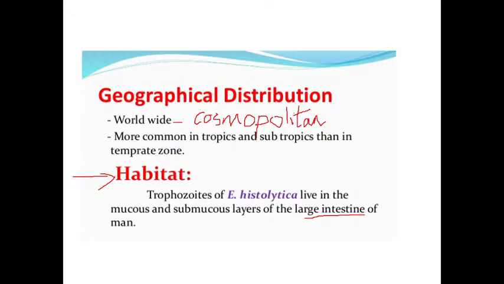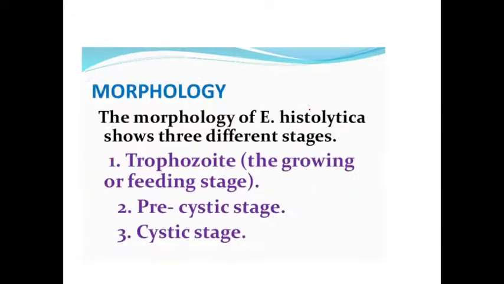Then the disease caused by this parasite is dysentery. The disease caused by this parasite is dysentery, and the term Entamoeba comes from two Greek words: ento means within and amoeba means change. That is, the body or the structure of the organism can be changed.